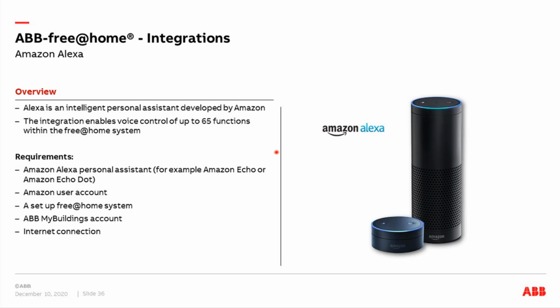So this means, what do we have to do, or what are the requirements? Now we need, of course, first of all, an Alexa account and maybe also an Alexa speaker. So for example, an Echo or an Echo Dot or whatever device you have. You need also an Amazon account. You need, of course, the free at home system, and you need now also a My Buildings account. And as I said, the connection is established via cloud. So this cloud-to-cloud connection means we also need an internet connection for our Alexa and also for our free at home system.